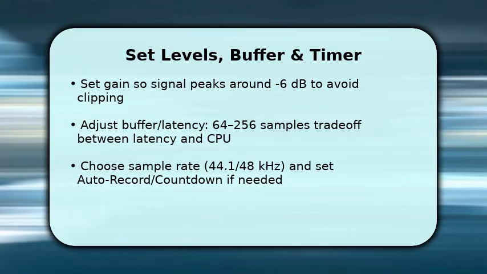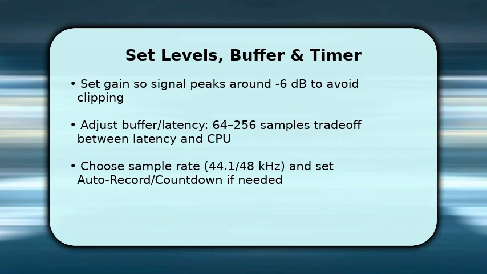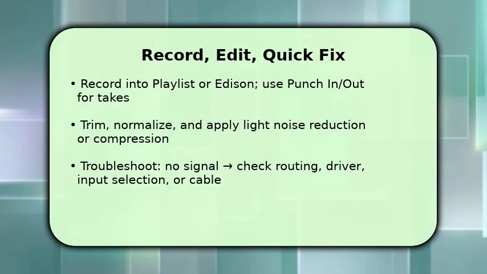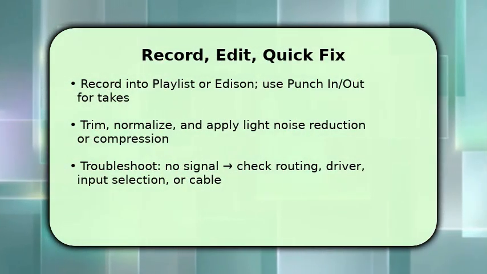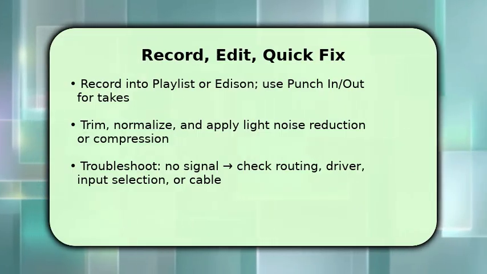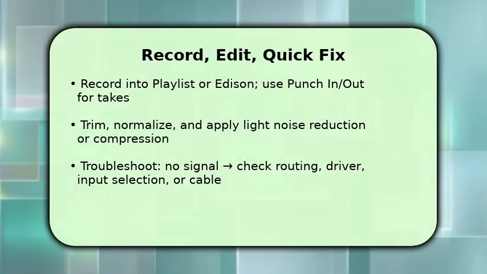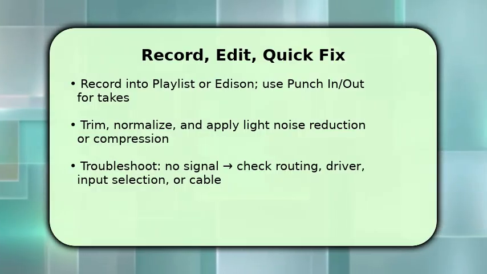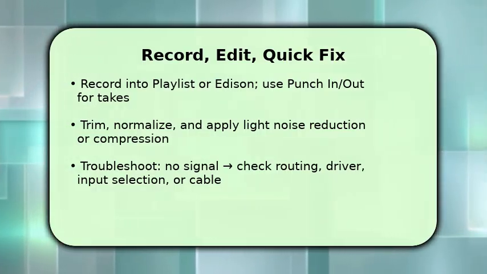Once levels and buffer are stable, do a short test. You're ready to record. Hit the transport record button and choose audio into playlist or record into Edison for single clips. Once you capture takes, split and trim regions, remove silence, and normalize or lightly compress to even out dynamics. This helps deliver a polished track.